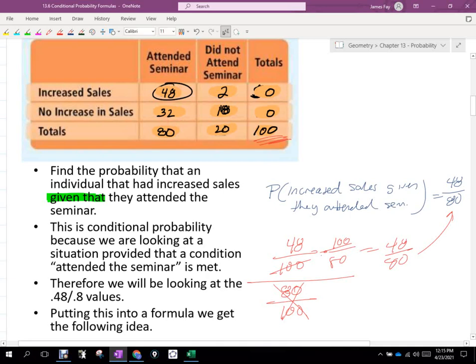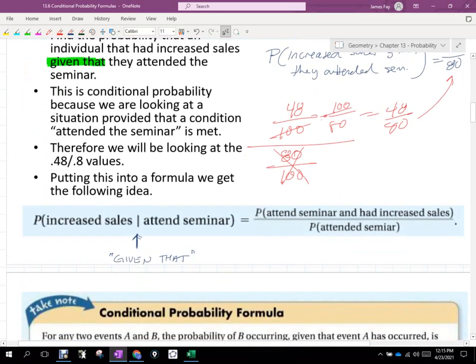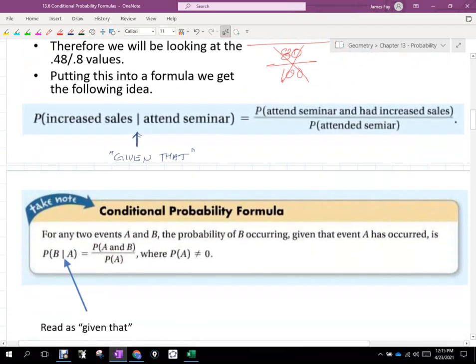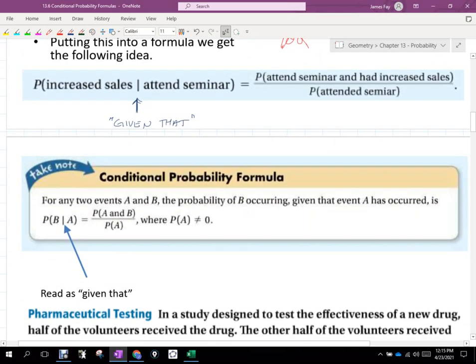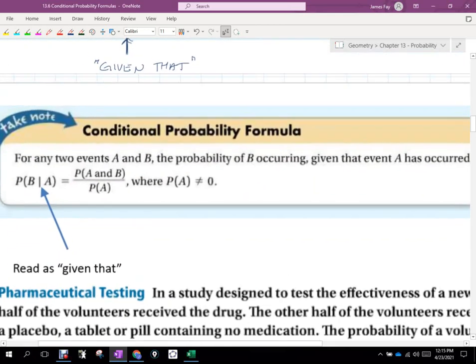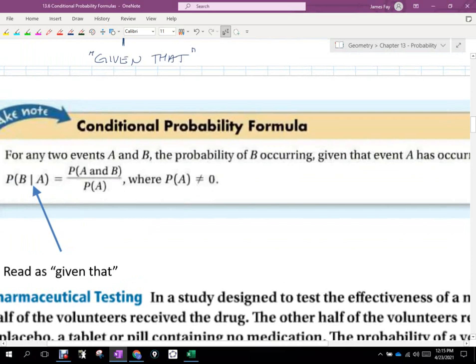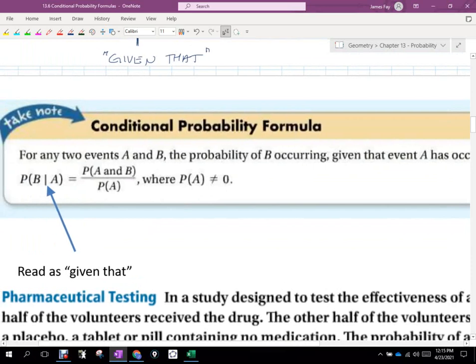Okay. So that allows us to make the general formula right here, which is called the conditional probability formula. And this is based off of probability that we've already done, okay? And I'll talk about it here in a moment. We'll run through a little bit of algebra with this formula and see the relationship.